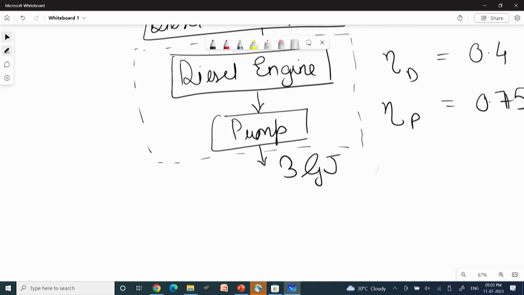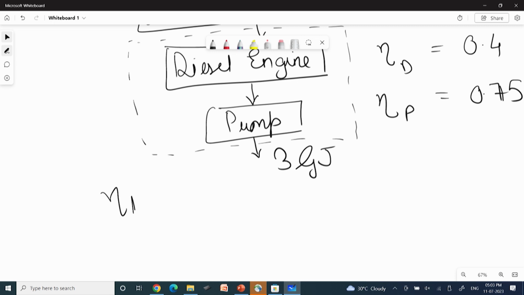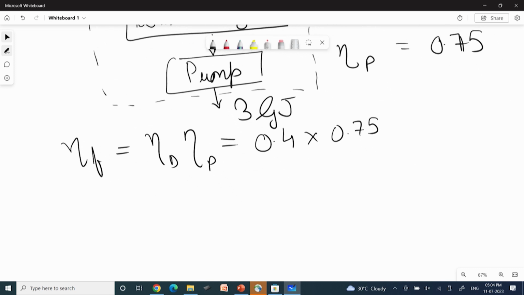And if I see the efficiency from a farmer's point of view, which is eta F, a function of eta D into eta pump, the multiplication of 0.4 into 0.75, this value comes to around 0.3 or 30%. So a farmer would see an efficiency of almost 30% for a system like this. Now, this seems to be on a lower end compared with the earlier case where we saw an efficiency of 66%. So for a system based on diesel, the efficiency is almost half.